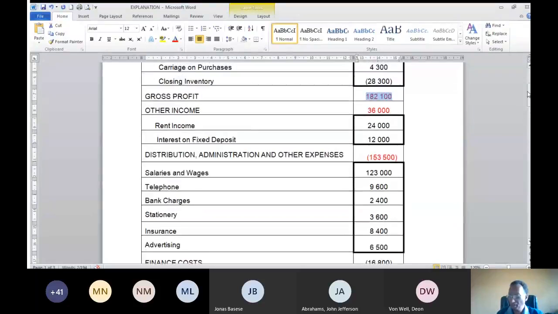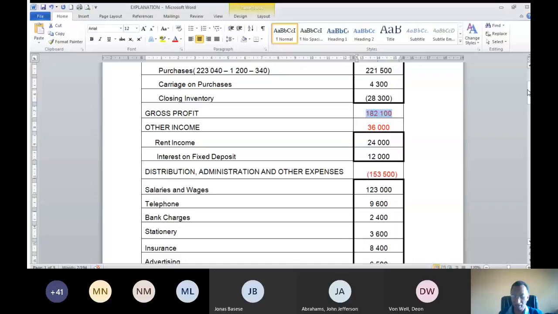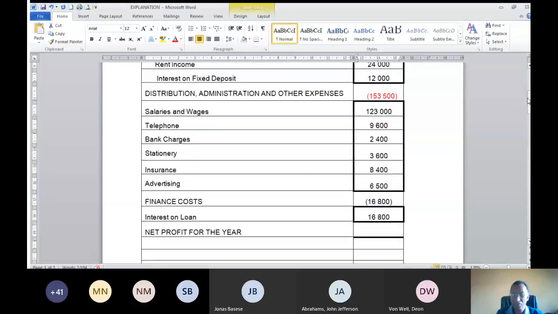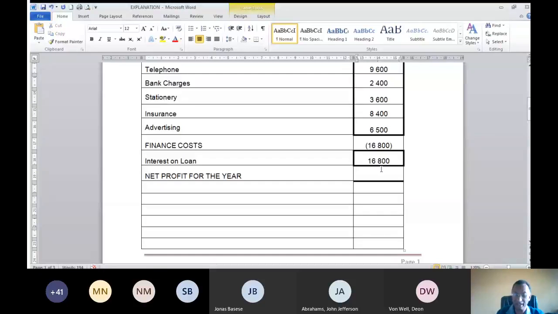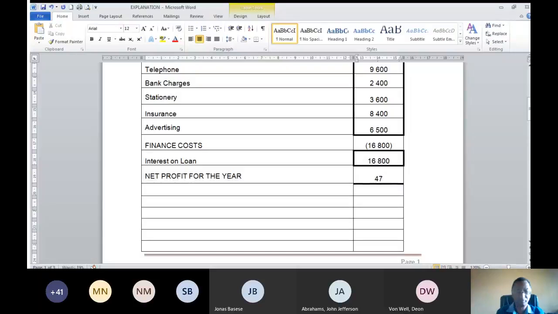an answer. So let me just do that again. 182,100 plus the 36,000 minus 153,500 minus the 16,800. And we will have an answer then here of 47,800. That 47,800, guys, is a positive amount.